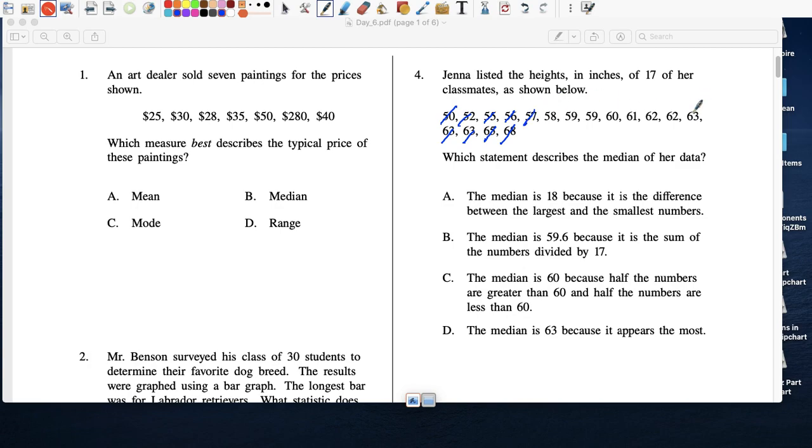4, and then this one, this one, this one, and this one. The number in the middle, after you put everybody in order from least to greatest, is 60. So the median is 18? No. The median is 59.6? No. The median is 60. This one looks like the right answer. D, the median is 63? No. So just by choice, it's C. I didn't have to even read the rest.